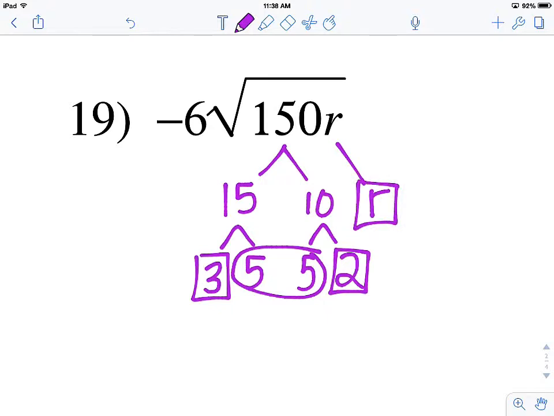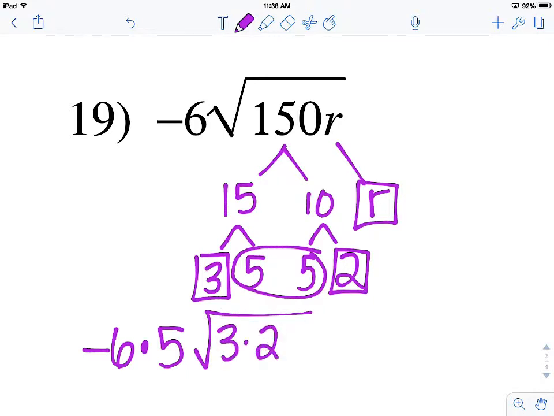So outside we already have that -6. We're just going to multiply the pair of 5s to it. And then inside we have the 3 left over, the 2 left over, and the R left over. Our final answer here would be -30 square root 6R.